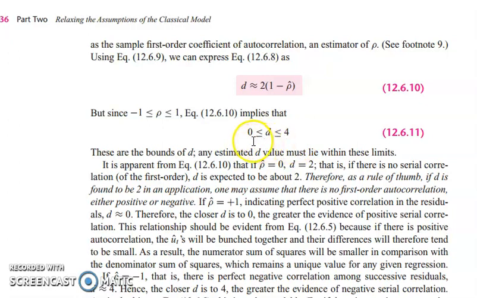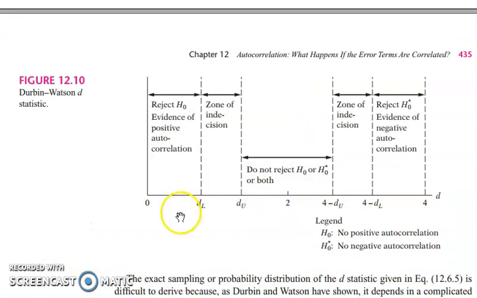There are no values lesser than 0, and there will be no values larger than 4, meaning the estimated D value must lie within these limits. We can construct this Durbin-Watson D statistic, whereby we now understand that the D statistic will be between 0, the lowest value, and 4, the highest value, and in the middle will be 2.